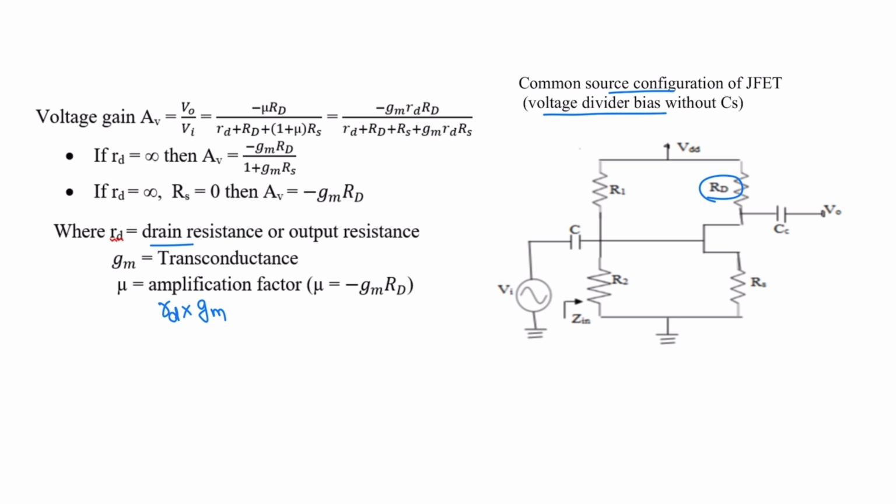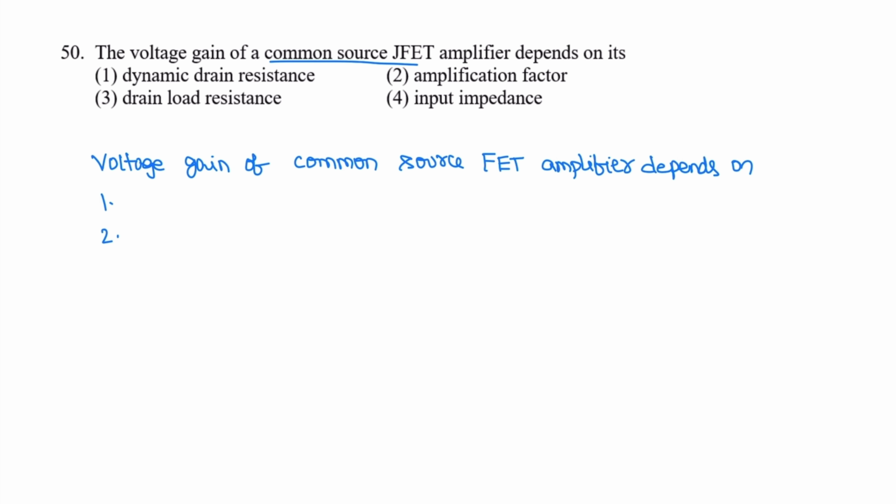So from this, the voltage gain of a common source junction field effect transistor amplifier depends on the transconductance gm as well as the external load resistance, that is Rd, the drain load resistance. So the correct option is 3, drain load resistance and transconductance.